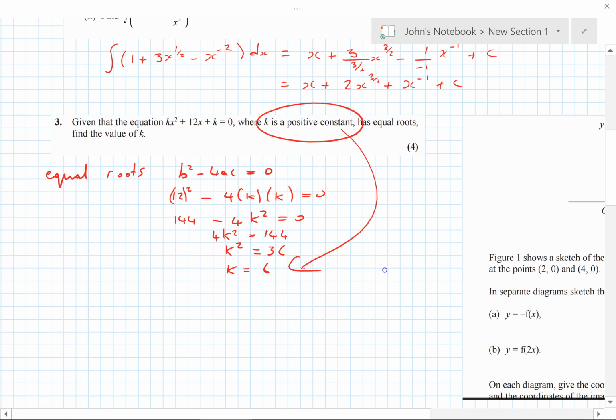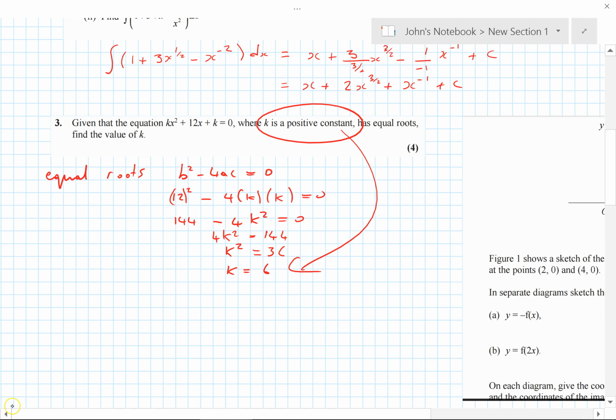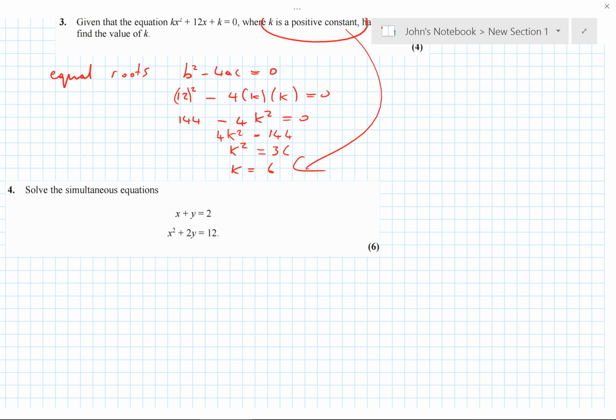Okay, so we're moving pretty nicely. Let's get on to question 4. Hopefully we're still in our comfort zone with question 4. It's a substitution question. I'm going to substitute for x, but we could equally substitute for y, because x equals 2 minus y. So we've got 2 minus y squared plus 2y equals 12. So that's 4 minus 4y plus y squared plus 2y equals 12. Do square properly, no fuss squaring it.